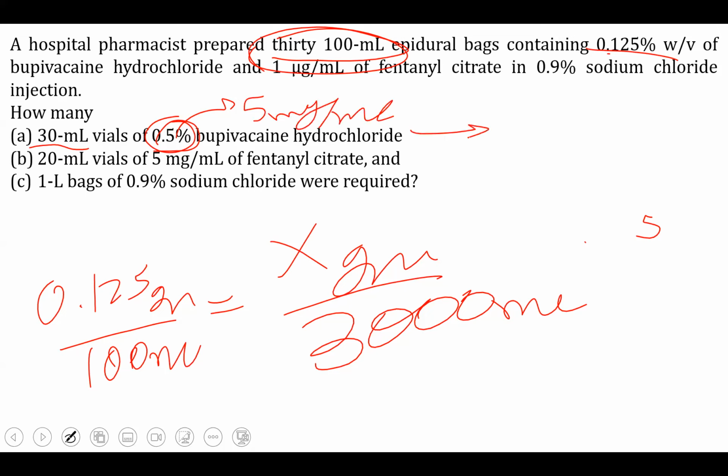Vial. Each vial contains 150 milligram of bupivacaine, correct? So one vial contains 150 milligram of bupivacaine. How many vials do you need for this many grams of bupivacaine? Either way, you go by amount or you go by volume. I'm fine with anything you do, provided you get the right answer.